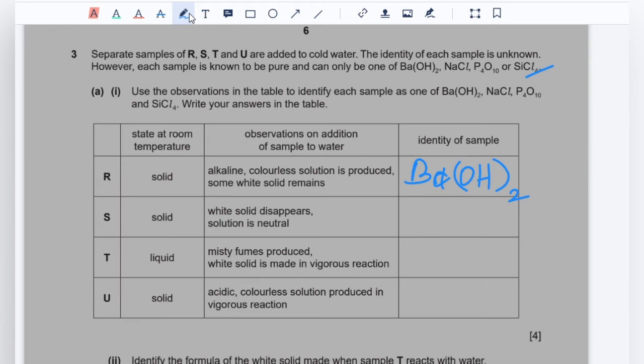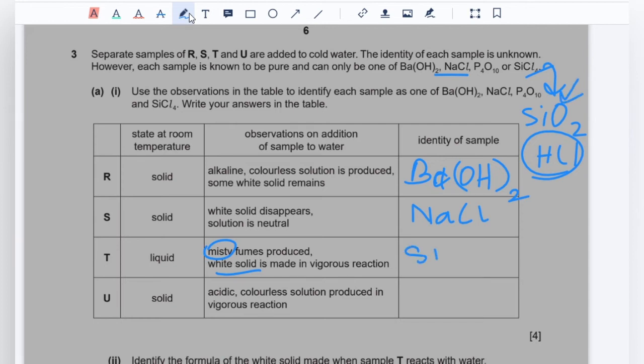Moving on to S, white solid disappears and the solution is neutral. So again, this is going to be sodium chloride because the rest of them do not give neutral solutions in water. T is a liquid which forms misty fumes. Now this is an indication of formation of hydrogen chloride, and white solid is made in vigorous reaction. So when silicon chloride reacts with water, it forms the white solid silicon oxide and hydrogen chloride. So these hydrogen chlorides are represented by the misty fumes, and the white solid here is silicon oxide. So you'd write silicon chloride over here.